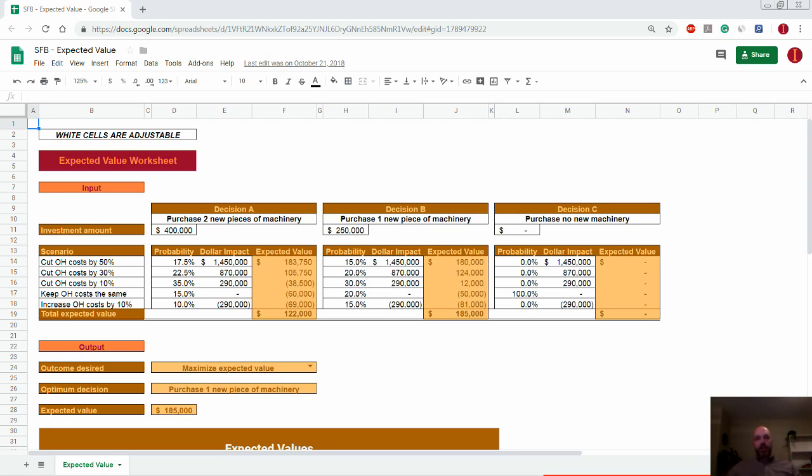If you're trying to minimize costs, then you wouldn't want to maximize costs, you'd want to minimize them. But if you're talking profit or revenue, you want to maximize it. We'll get into that a little more later.